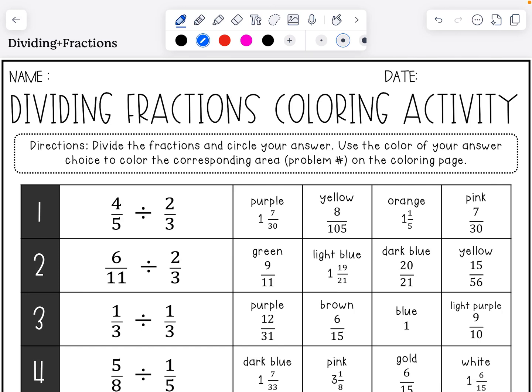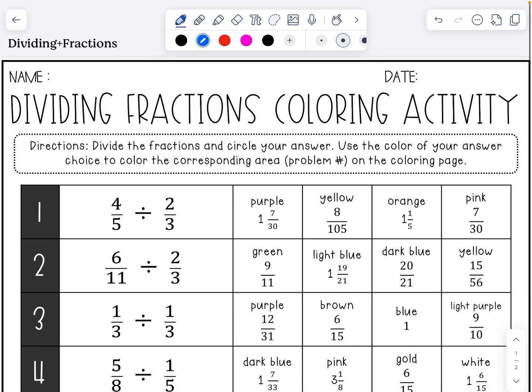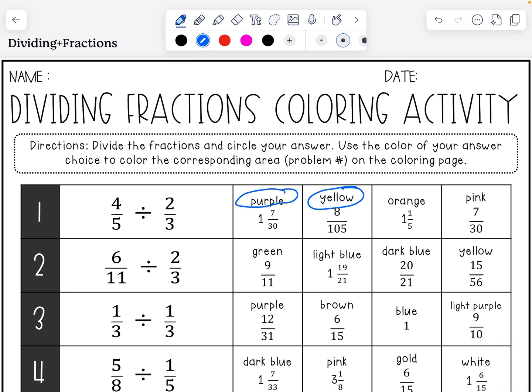These are directions on how to do your dividing fractions coloring center. You should have a page that looks like this. It has 10 problems. We're not going to be coloring the back, so you don't really have to worry about the specific colors that are here. But what this will tell you is the answer you should get. When you finish the problem, you should get one of these answers. If you don't get one of these answers, then you did something incorrectly.